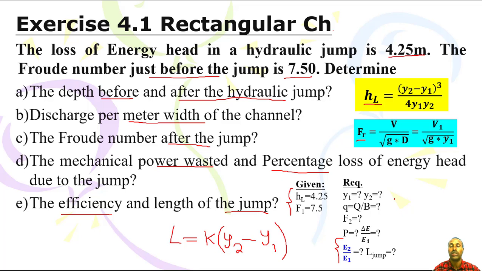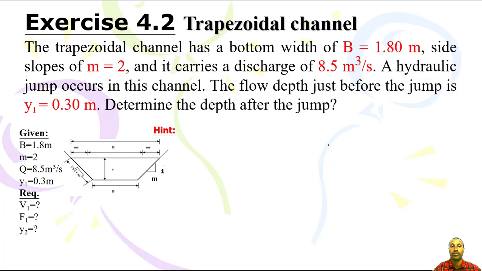Hydraulic jump equation, which is Y2 over Y1 is equal to 1 over 2 times minus 1 plus square root of 1 plus 8 F1 squared. Then under the square root, you just substitute instead of F1. Then you can solve by the three equations. Then you can arrive at the answer. Okay.